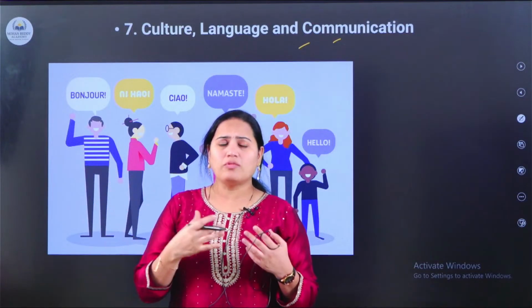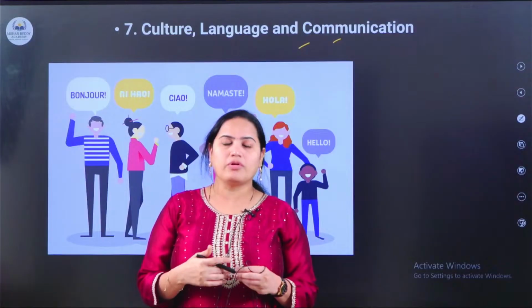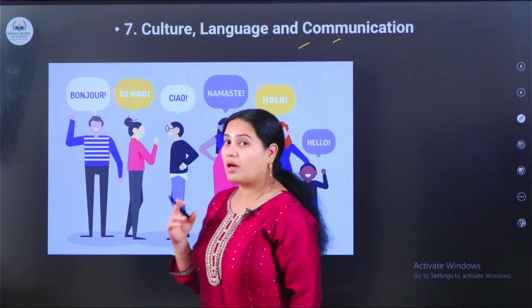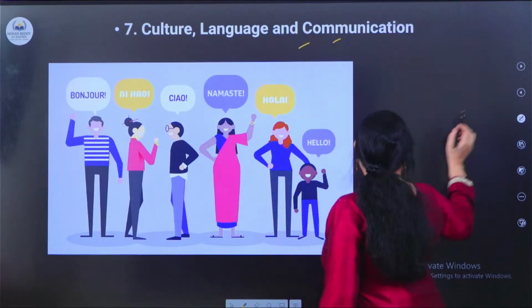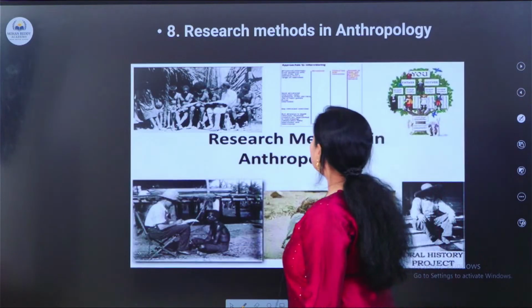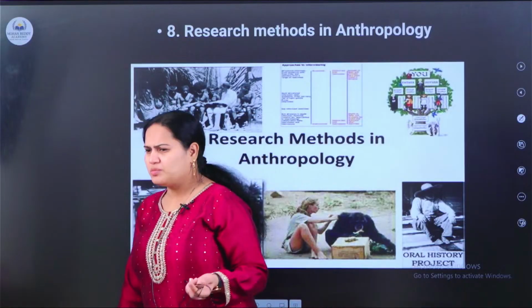In सारे what is this linguistic is all about. Okay, इन सारे topics के बारे में हम कहाँ पढ़ेंगे, we'll study in 7th chapter. And then moving on to the 8th chapter, the research methods in anthropology.